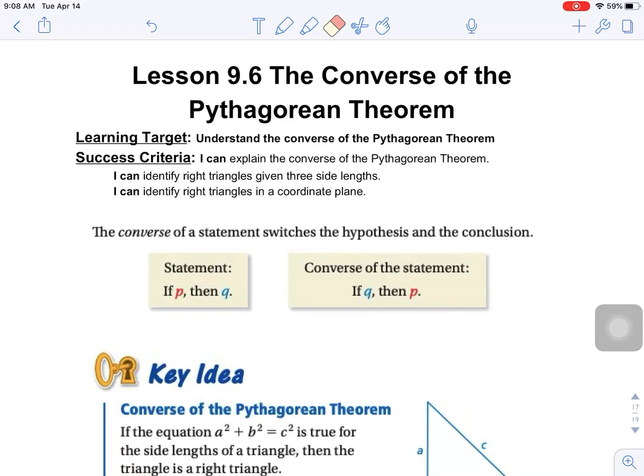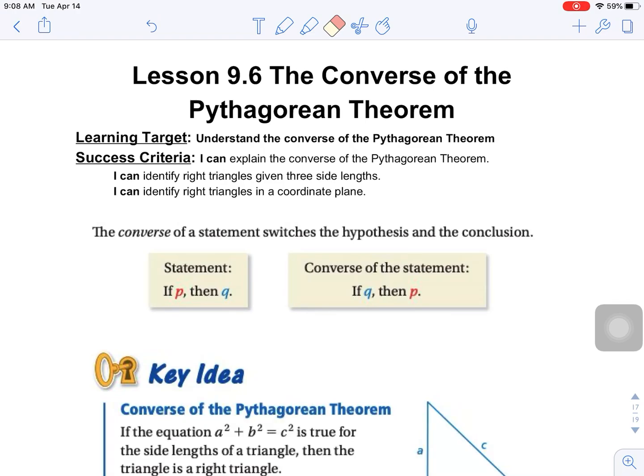Hey guys, today we are going to be looking at lesson 9.6, the converse of the Pythagorean theorem. So what is a converse? A converse is when you take a statement and you switch the hypothesis and conclusion. For example, if the statement says if P then Q, the converse would be if Q then P.